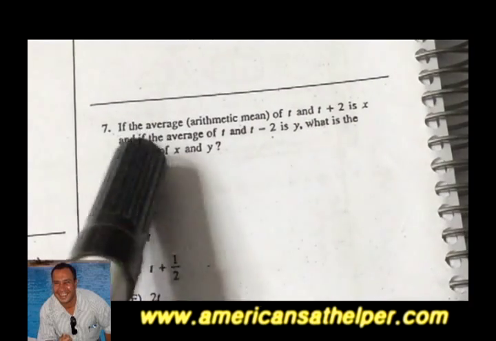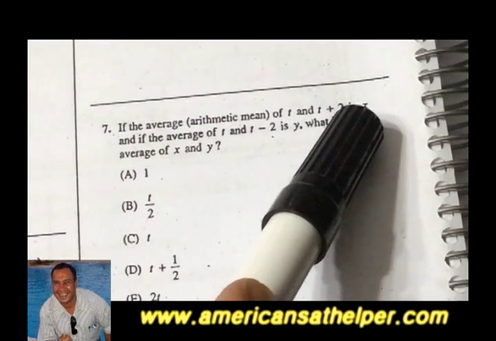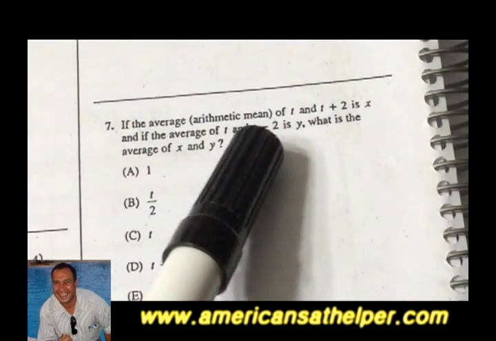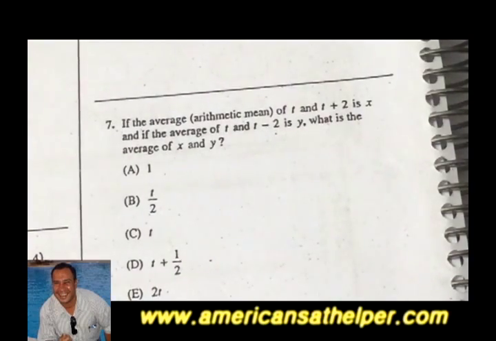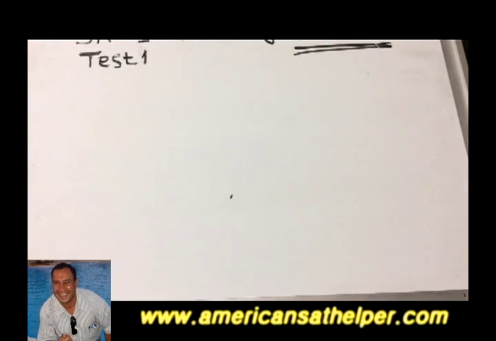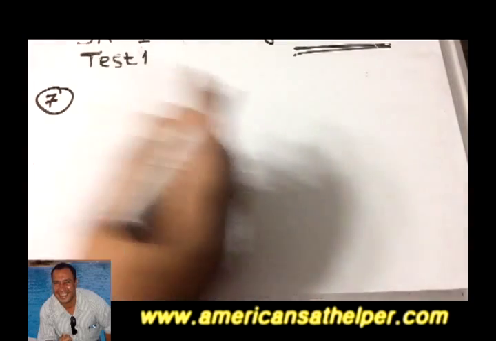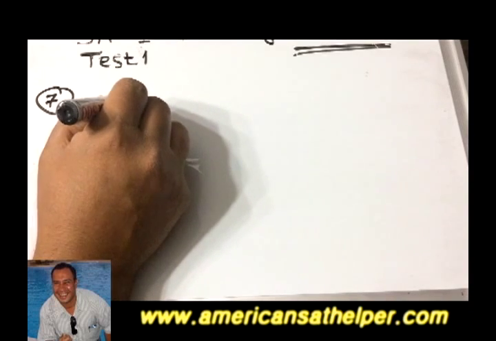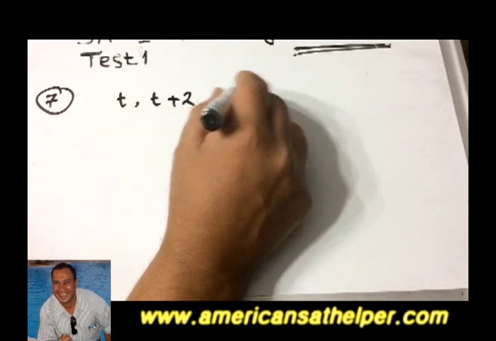This problem states if the average or arithmetic mean of t and t plus 2 is x, and if the average of t and t minus 2 is y, what is the average of x and y? Let's see. Number 7. He said that the average of t and t plus 2 is x.